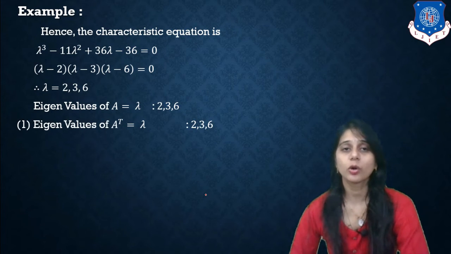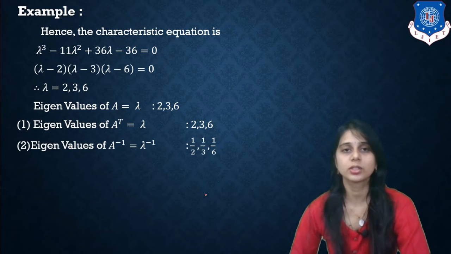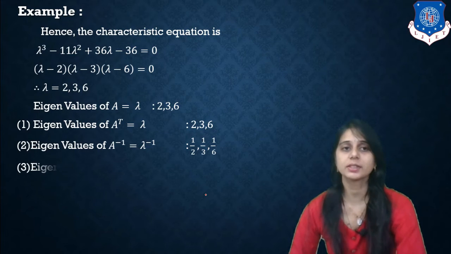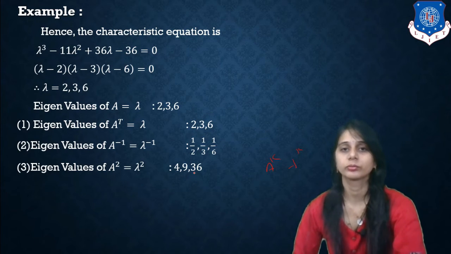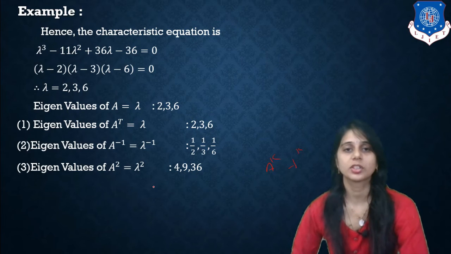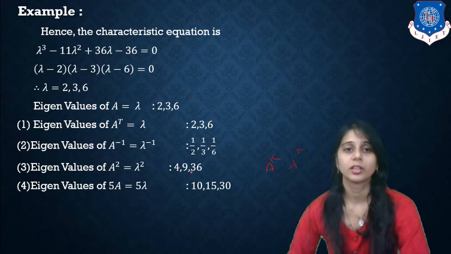What is the eigenvalue of A raised to T? That is lambda, it is also 2, 3, 6. For the A inverse, as per the property, it is 1 by 2, 1 by 3 and 1 by 6. For the A square, as per the property of A raised to K and lambda raised to K, it is 4, 9, 36, because it is 2 square, 3 square and 6 square.